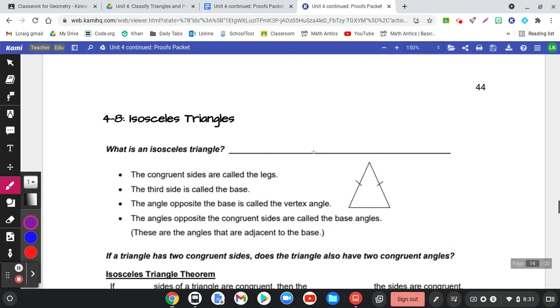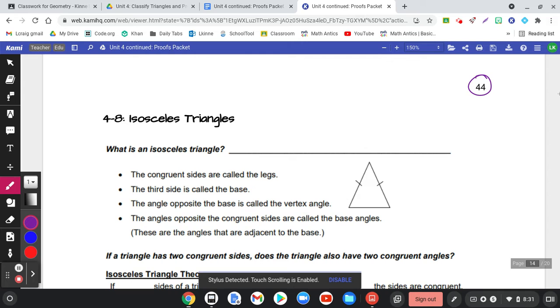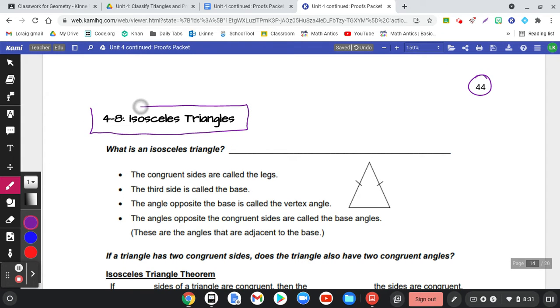Welcome back. Today we are on page 44 in your packet. If you don't have it, go grab it. It's important that you write these notes down. So the first part of this topic, we'll take a little break from proofs and just focus on isosceles triangles. And then we'll try a couple proofs with them. I could very well break this into a couple videos, but we'll see.